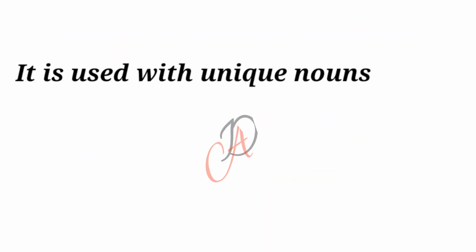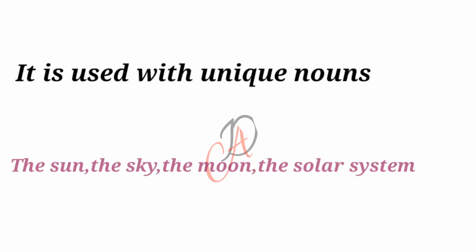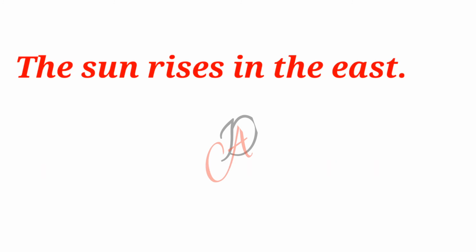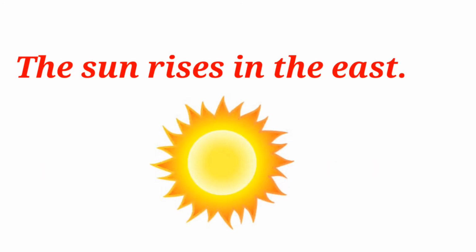It is used with a unique noun. A unique noun stands for one of its kind. For example, the sun, the sky, the moon, the solar system. For example, the sun rises in the east. Here, the sun is a unique noun and hence we use 'the'.